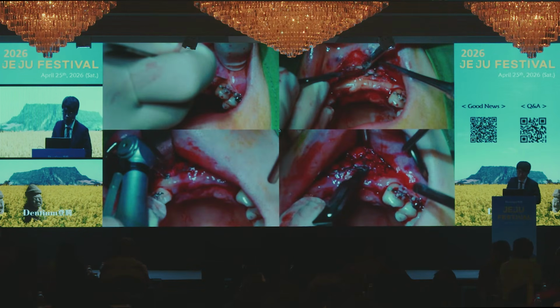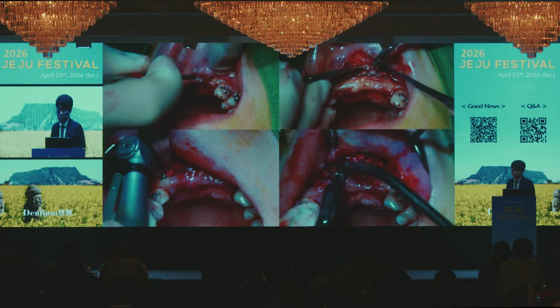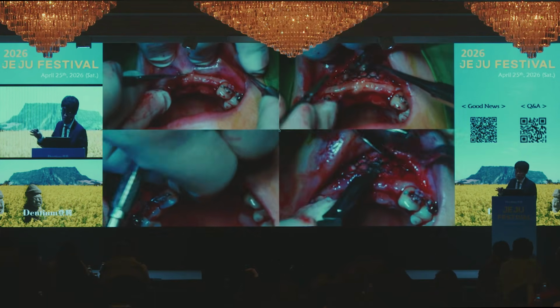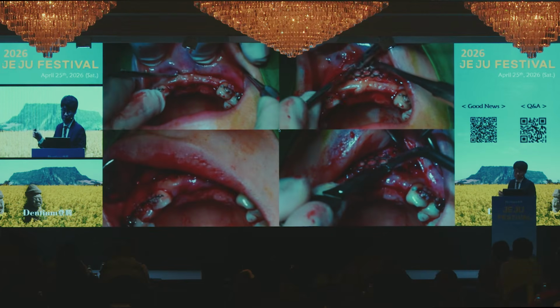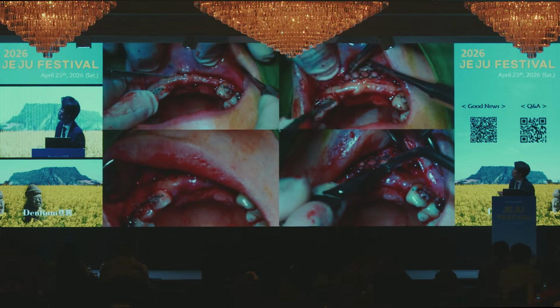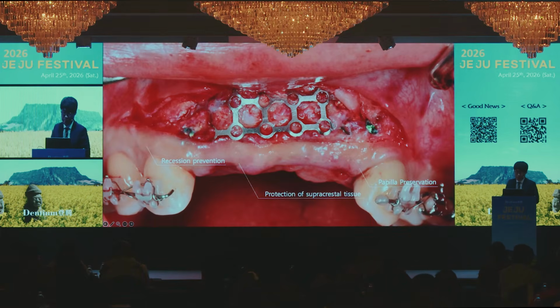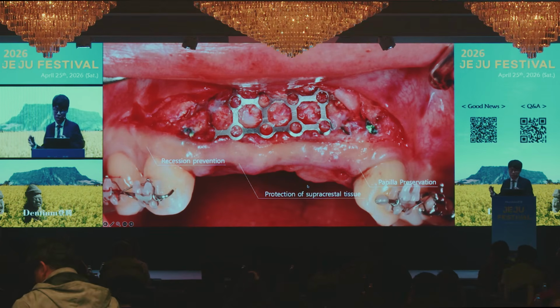At 6 months later, I'll remove the mesh. Because it is positioned in a fence-like design, I do not need to open the full flap. A small lateral incision is enough for mesh removal. That way, I can remove the mesh more conservatively. Even though we exposed the screw holes here, we did not disturb the supracrestal tissue. So we can maintain the vertical height much better.